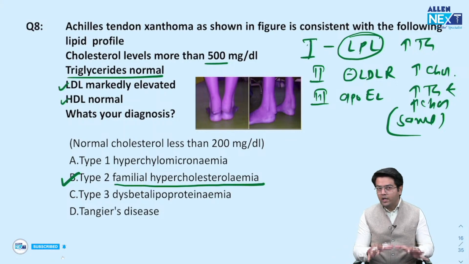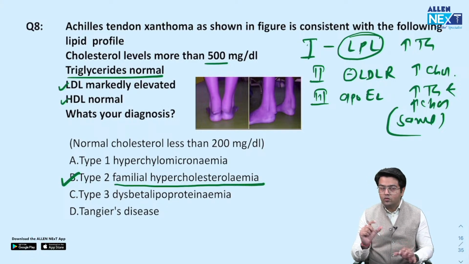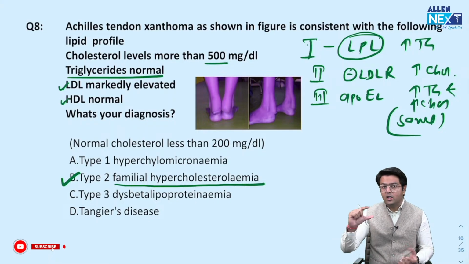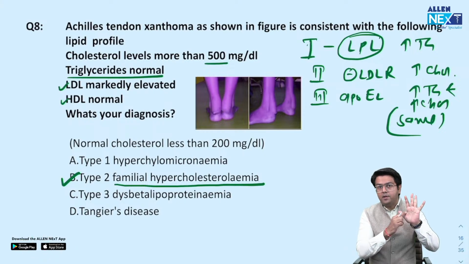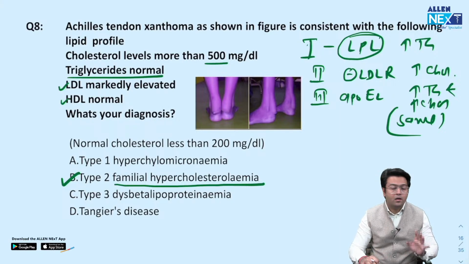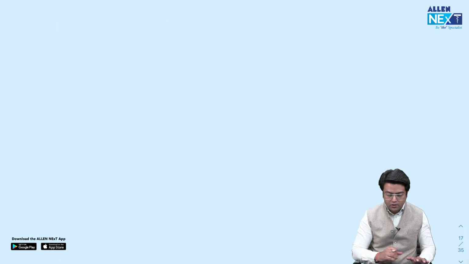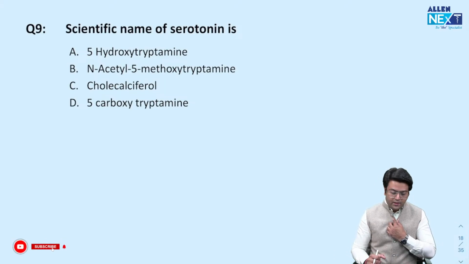Okay, and looking at the clinical picture, the type 1 patient has milky plasma. It looks like milky plasma. Type 2 is shown in the picture, and in type 3 there is palmar xanthoma. These creases become yellow. That is called palm xanthoma. In type 3, palm xanthoma is almost diagnostic of type 3 disorder. Right, guys? Okay. Moving to question number 9.